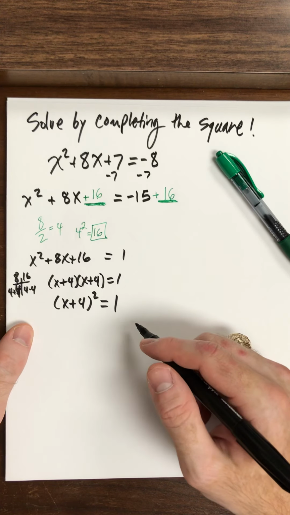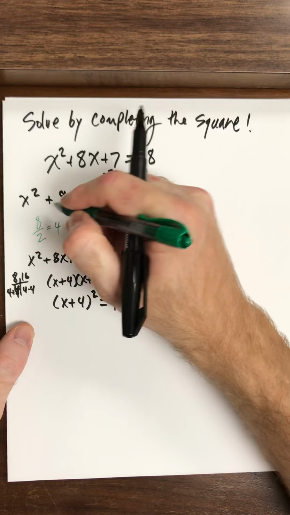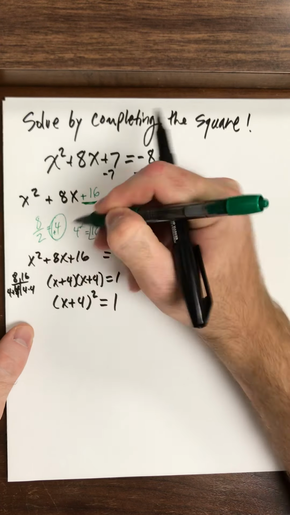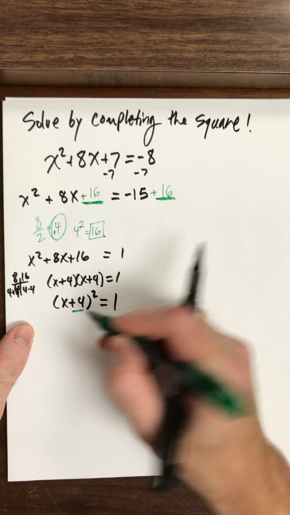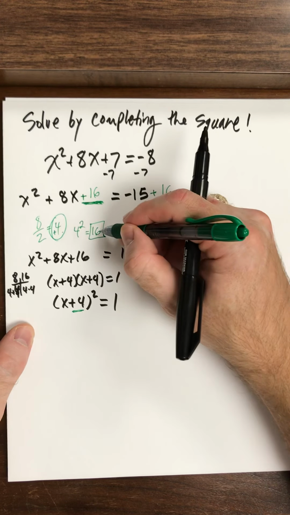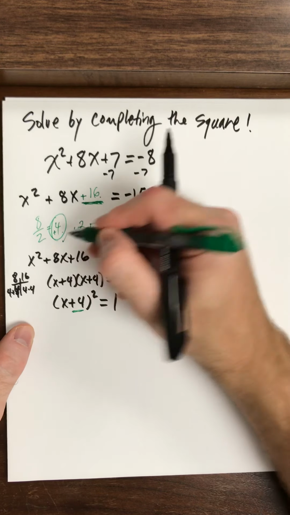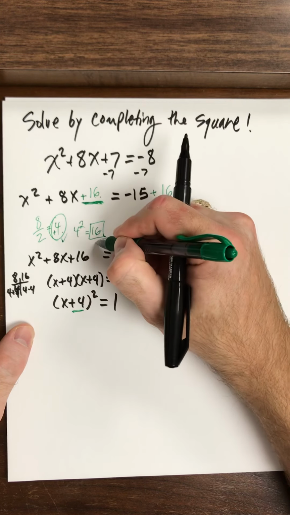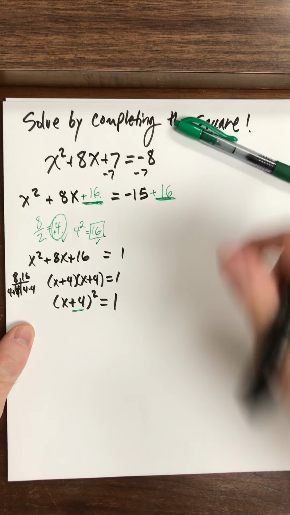Okay, so what's special about this? Whenever I half it, that term right there is a positive 4. That's why I have this plus 4 inside my parentheses here. So that tells me what goes in my parentheses, and this tells me what to add to both sides.